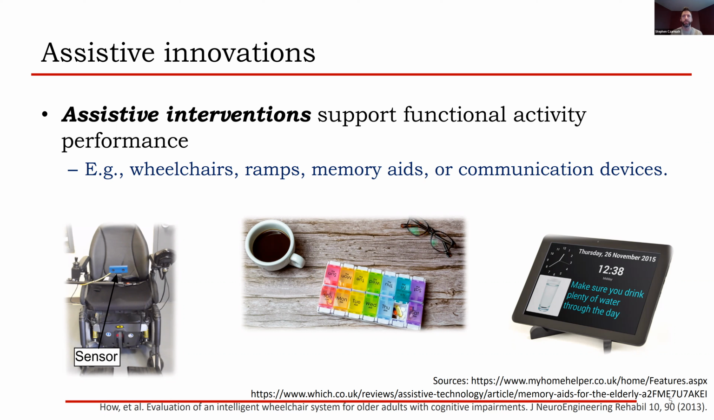So the idea of disability can be viewed in terms of a functional or performance-based impact on a person's life. So assistive interventions are specifically designed to support some sort of functional activity or some sort of functional performance deficit. A prime example would be a traditional wheelchair or memory aids like you see in the middle image, but can be much more sophisticated, like the wheelchair on the left here, which is a more intelligent automated wheelchair that has some capacity to independently navigate and interact with the user.